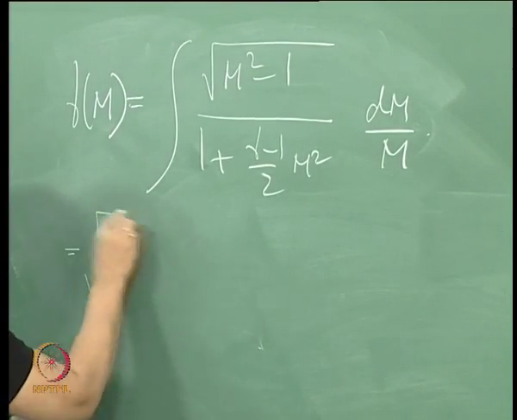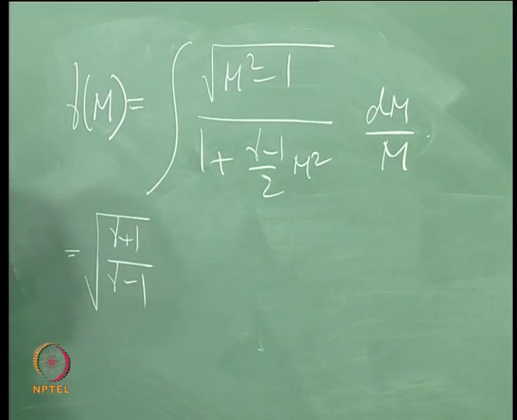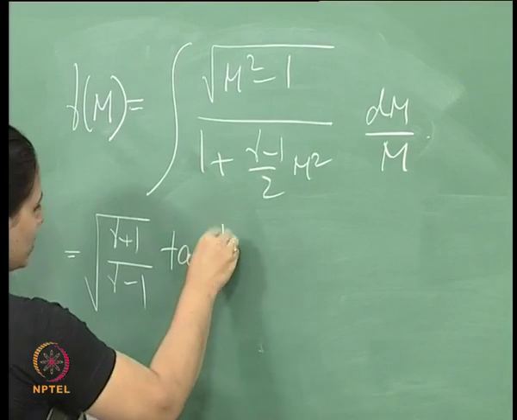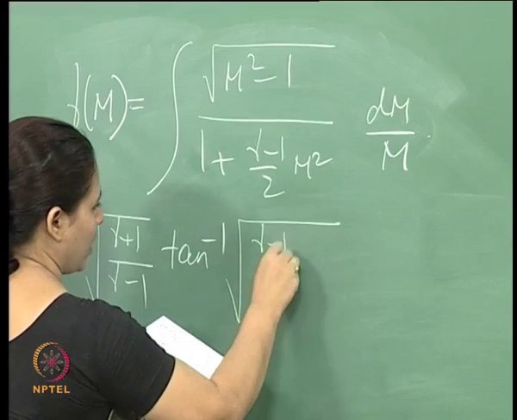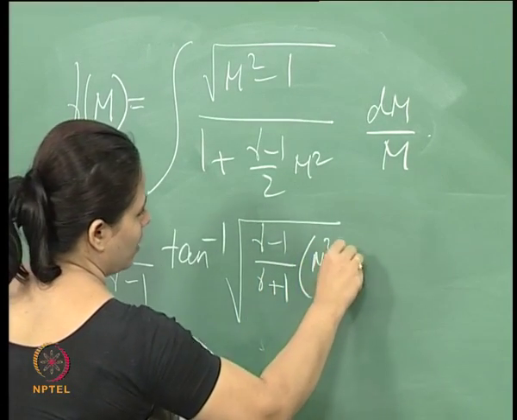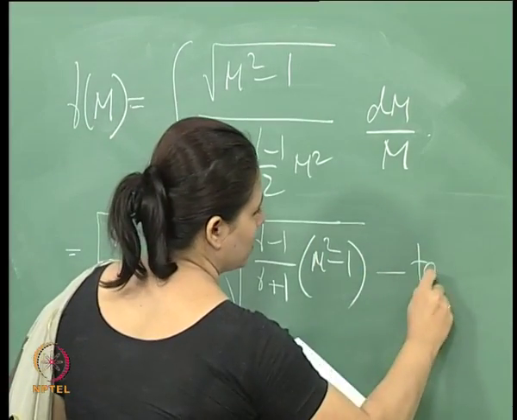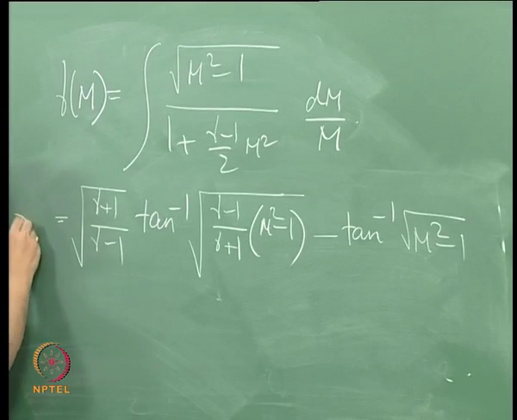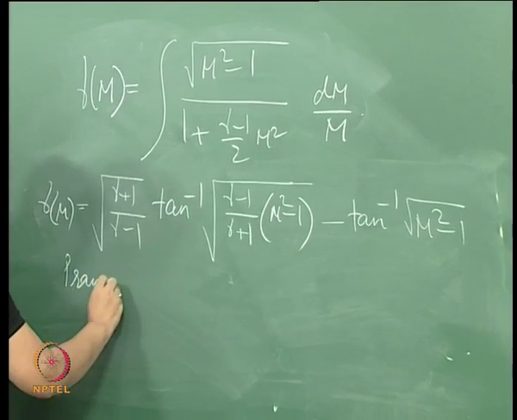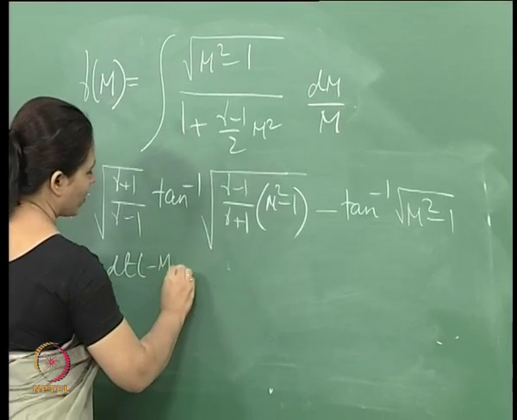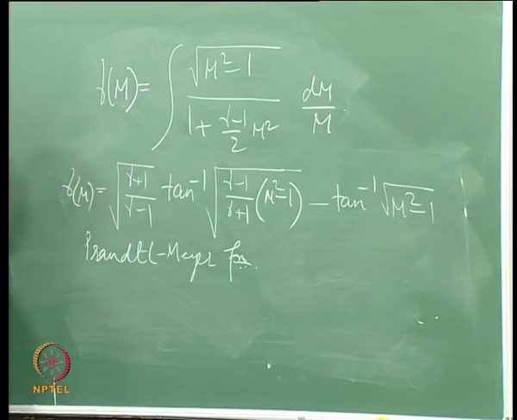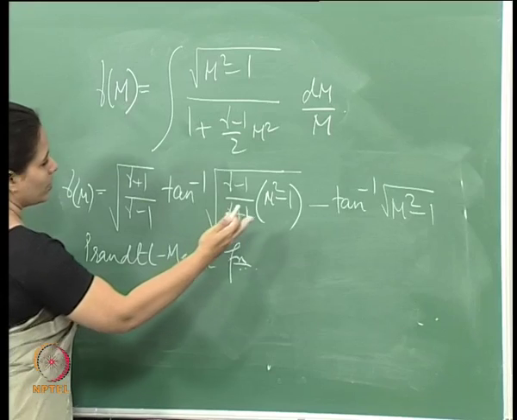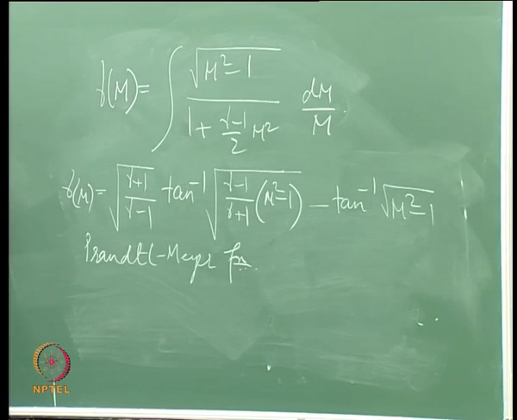I am not doing the steps here. You can try it on your own if you please. So this is tan inverse of square root of (gamma minus 1) by (gamma plus 1) times (M squared minus 1), minus tan inverse of square root of M squared minus 1. So therefore, this is the Prandtl-Meyer function. As you can see, for a given Mach number you have a different Prandtl-Meyer function.